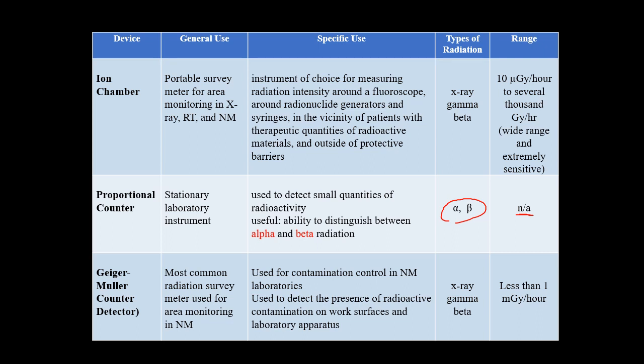The GM counter is most commonly used for area monitoring in nuclear medicine. It's used for contamination control in nuclear medicine laboratories. It's used for detecting the presence of radioactive contamination on work surfaces and also laboratory apparatus. It can detect X-ray, gamma, and beta though, and it has a range of less than 1 milligray per hour.